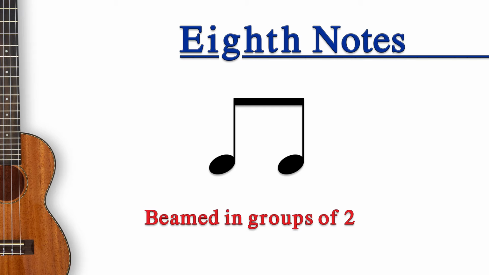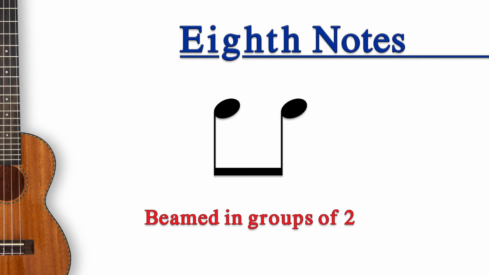By combining the flags into a beam, it is now very easy to see a single beat unit. Beams can also be used on downstemmed eighth notes. The individual flags have been combined into a single beam that connects each eighth note's stem.